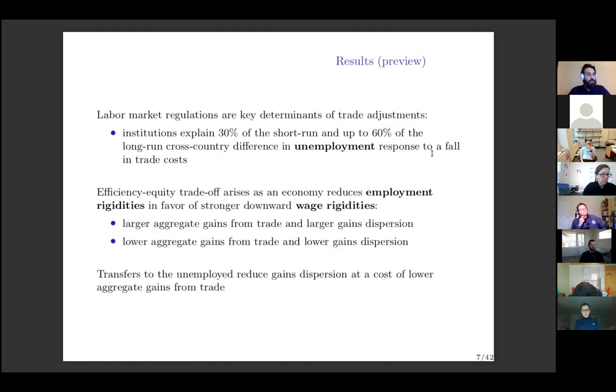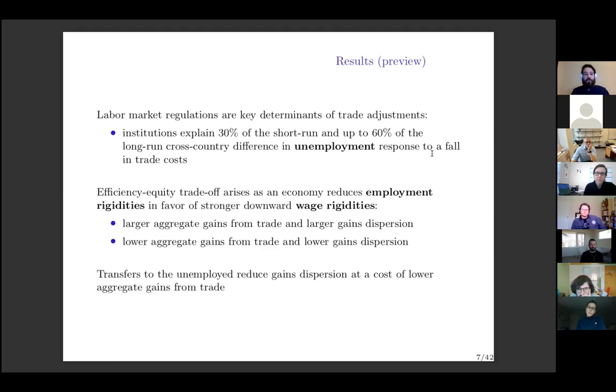So let me give you a preview of the results before jumping to the aggregate evidence in the model. In the simulated economy, labor market institutions seem to be a determinant of trade adjustment, and in particular, they account for quite a big portion of the cross-country differences in unemployment following the reduction in trade costs: 30% in the short run, 60% in the long run. In particular, I will show that unemployment will react more strongly following a trade cost reduction the larger the minimum wage is and the lower the firing cost is. And moreover, there will be an efficiency-equity trade-off as the economy moves from employment rigidities towards wage rigidities.